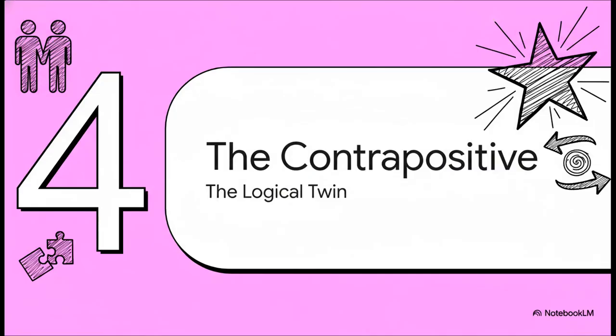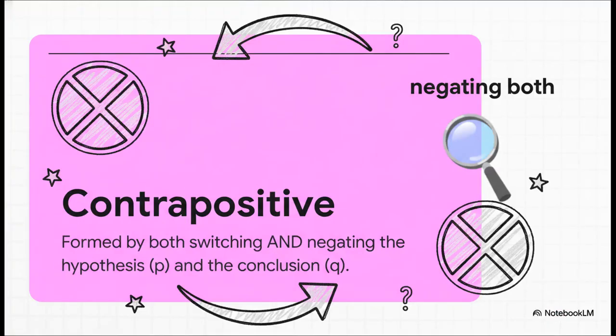All right, so we've seen 2 versions that are unreliable, but now we get to the star of the show, the contrapositive. This is the one you really want to pay attention to because it's like the original statement's logical twin. So what is this magic move? Well, we basically just combine the 2 things we already learned. We're going to switch the if and then parts, and we're going to add not to both of them. It's a switch and negate combo move.